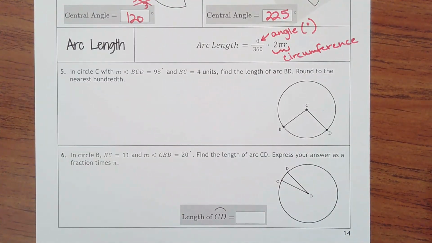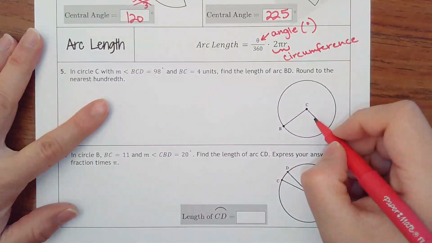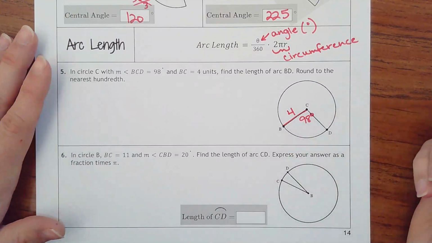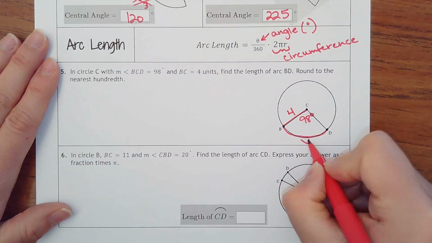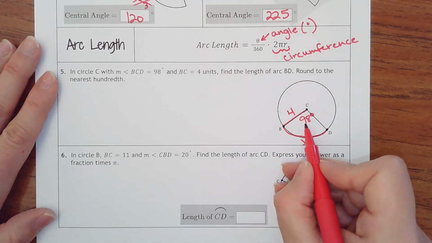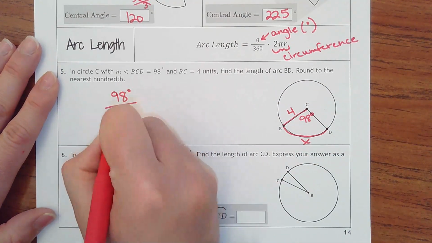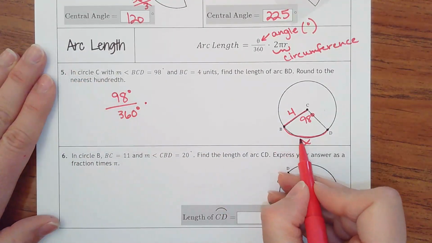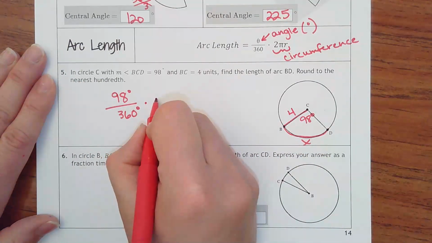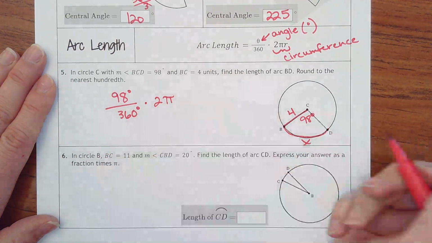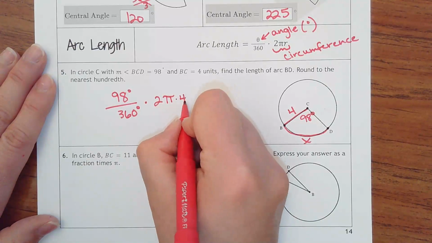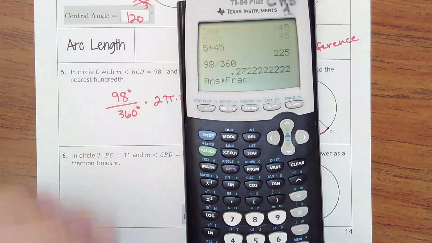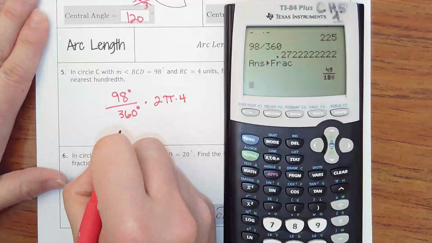So number 5 says, in circle C with measure of angle BCD equaling 98, and BC is 4, find the length of arc BD. Round to the nearest hundredth. So we're saying we have a sector, a part of a circle that's 98 degrees out of 360, and we're going to find that part of the circle, and then we're going to do circumference, which is 2 times pi times the radius, which is 4. Okay, so let's figure out what part 98 is of 360. Math, enter, enter. It's 49 out of 180.